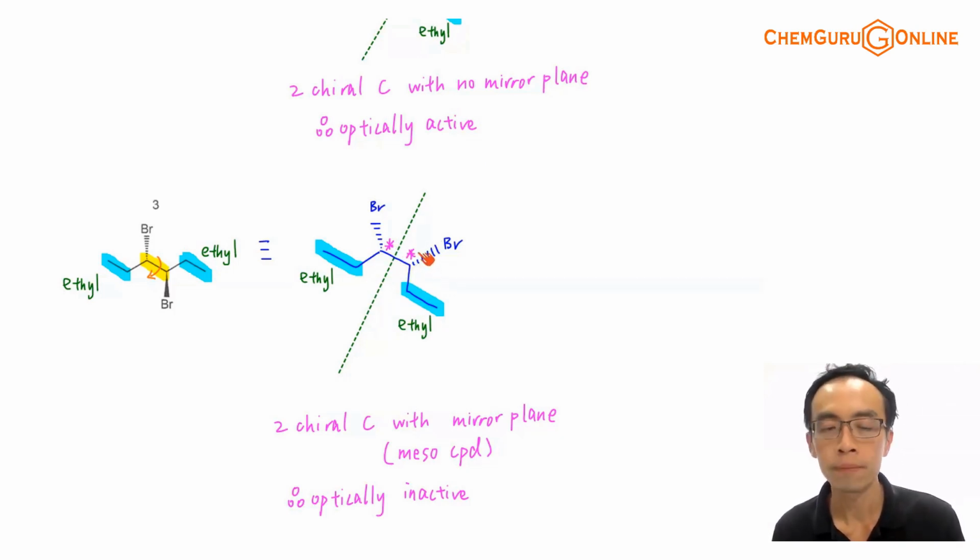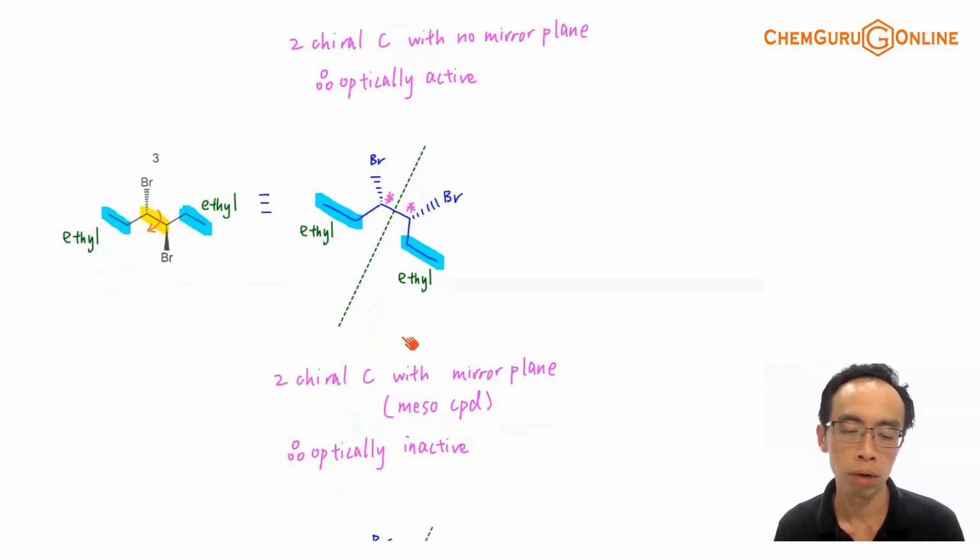This is my meso compound, where you have 2 chiral carbons with an internal mirror plane. They'll cancel out each other's optical activity. This is the one that is optically inactive. It doesn't rotate plane polarized light.